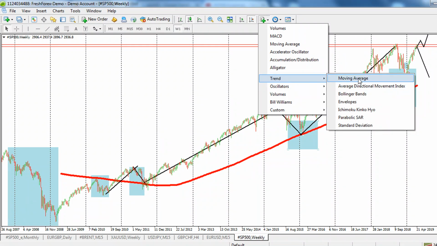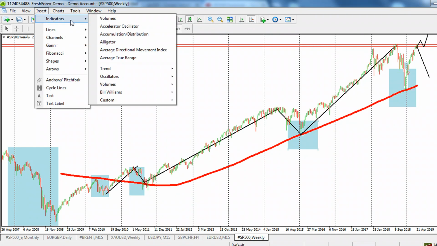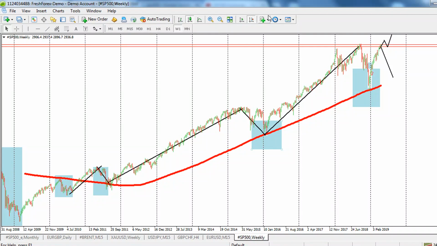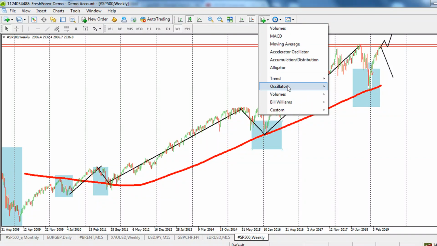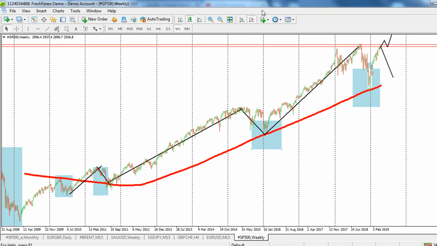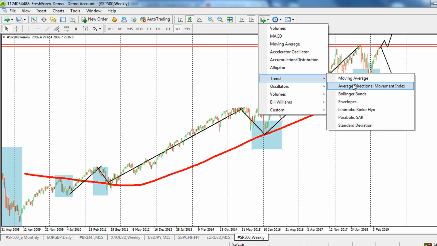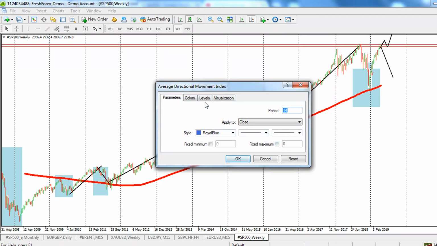You may be adding an indicator and then you realize it's the wrong one that's been added. If you can't add it from this option, then you need to come back and try adding it from this button, the green plus sign. Trend, then we add it. Now the period by default on this one is 14.